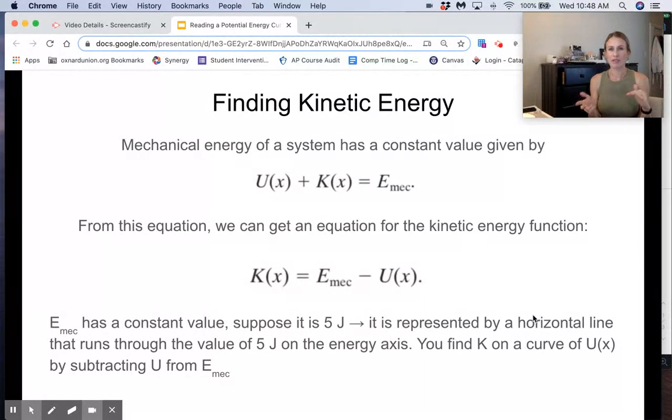You'll see an example of this, and they will give you information in these problems to find the total mechanical energy. Once you find that, then you draw a horizontal line at that point. And then you can find kinetic energy on the curve by subtracting the potential energy from the total mechanical energy.